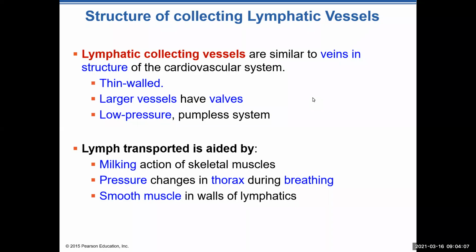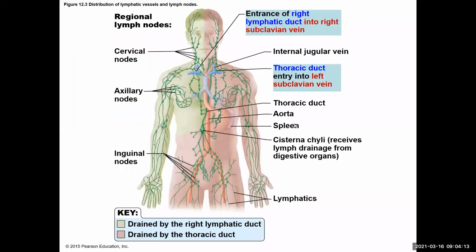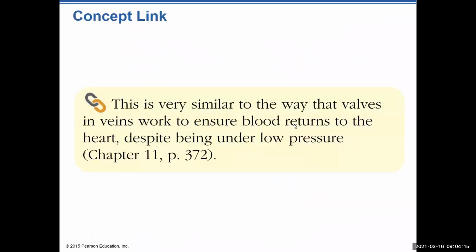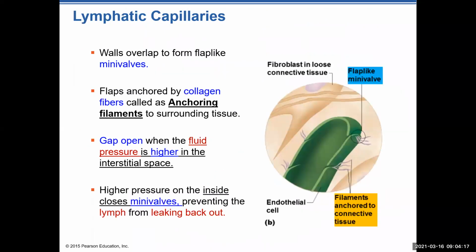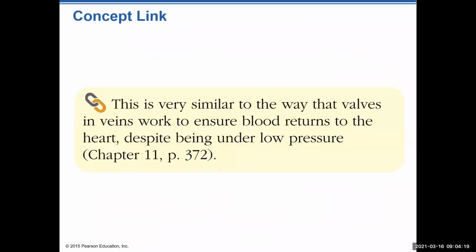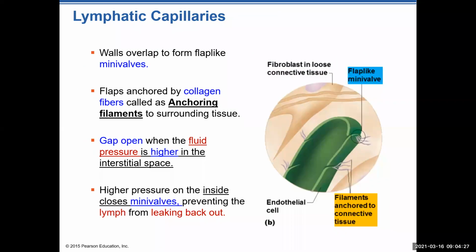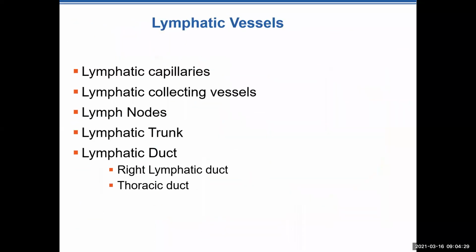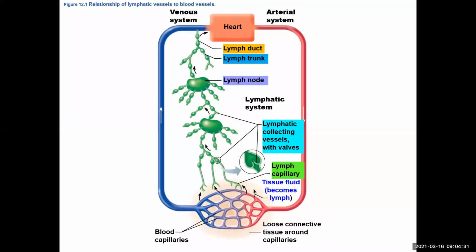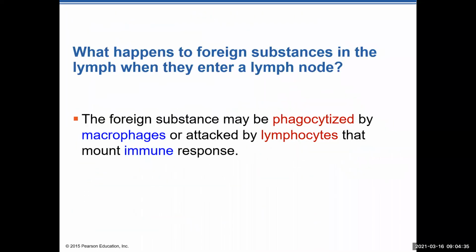Okay, so in the previous class, we have been discussing the lymphatic system, and we discussed the difference between the lymphatic capillaries and the blood capillaries. Then we discussed the two major ducts, the right lymphatic duct and the thoracic duct, and how these two ducts enter into the veins.